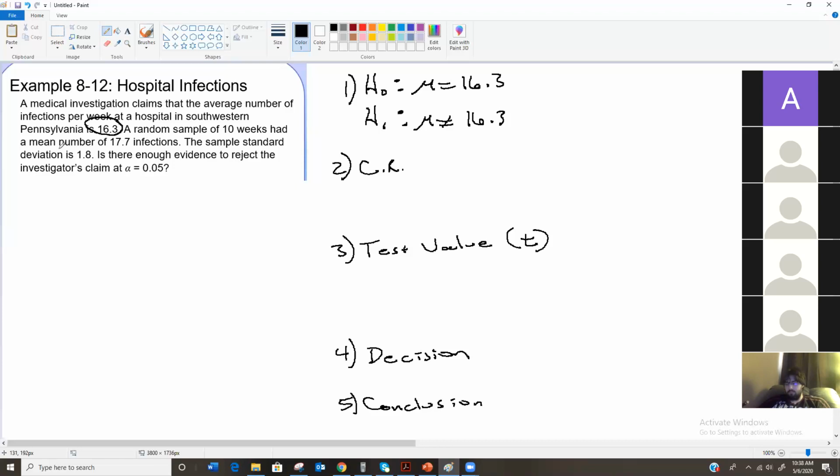Okay, a random sample of 10 weeks had a mean number of 17.7. Sample standard deviation is 1.8. Is there enough evidence? So how do we know from looking at this if this is a Z or a T? Is it giving an example standard deviation? You guys are both saying the same thing, that it's because they say sample standard deviation, right? And so since we only have the S, we do a T, right? Yep. So this is a T. We still need to find our critical values.